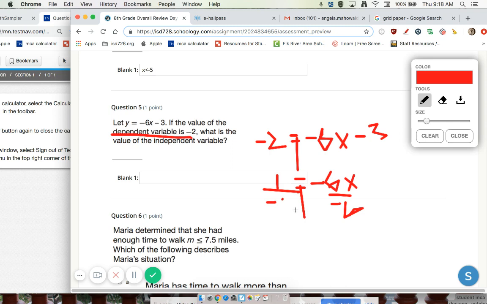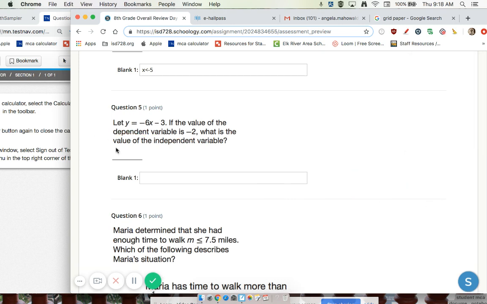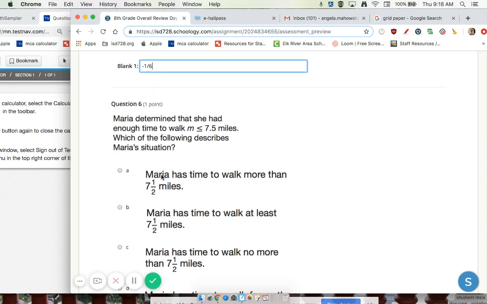Especially as an 8th grader, we always leave it as a fraction. And we always have to think of our negatives like related to slope. This negative should not be on the denominator. You would need to type it like this. You always have it on the outside, -1/6. So that was -1/6. Okay.